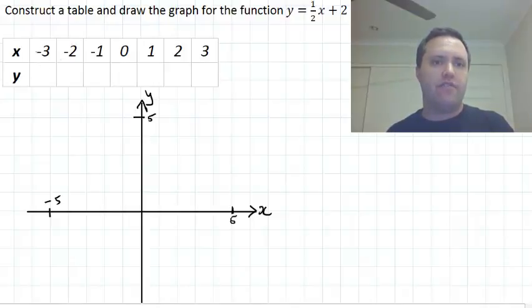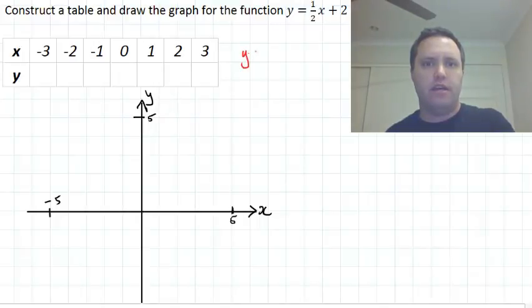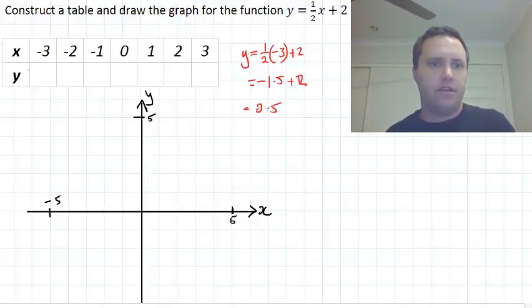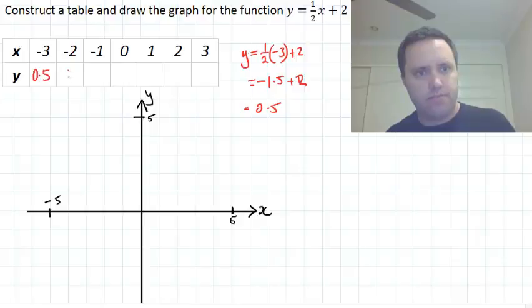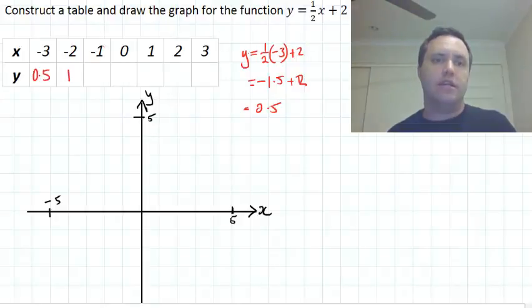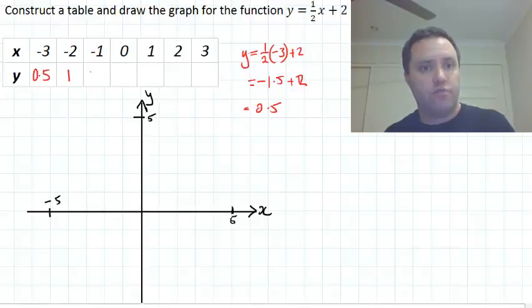Okay, so negative 3, we're putting that into our function. So I'll just show you an example with negative 3. We'll have y is equal to half of negative 3 plus 2. Negative 1.5 plus 2 is 0.5. So this one's 0.5. When x is negative 2, y is half of negative 2, which is negative 1, plus 2 is 1. Half of negative 1 is negative 0.5, plus 2 is 1.5. Then for 0, half of 0 is 0, plus 2 is 2.